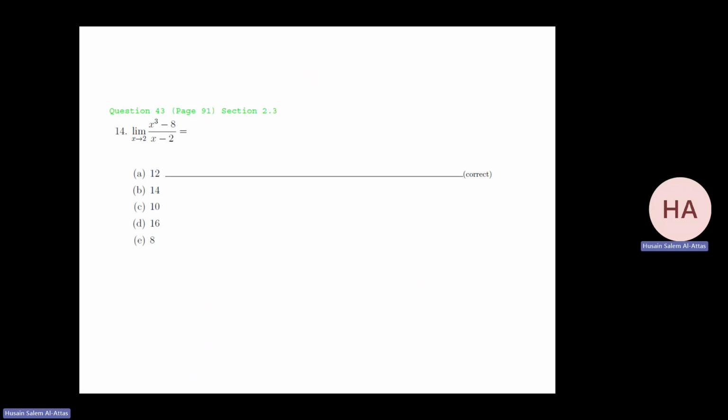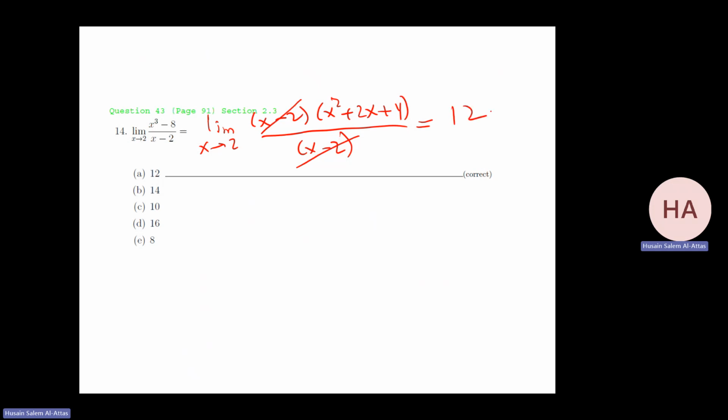Same thing here. This is from the book. Limit as x goes to 2 of (x minus 2)(x squared plus 2x plus 4), difference of 2 cubes. You need to remember these formulas. Over x minus 2. Cancel. Substitute. You get 4 plus 4 plus 4, that will be 12.